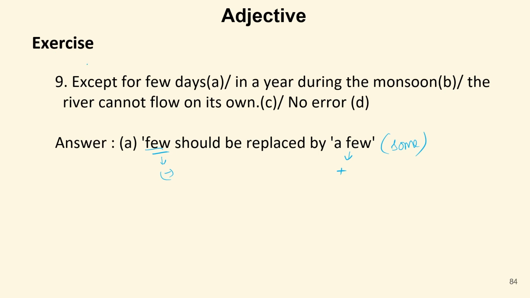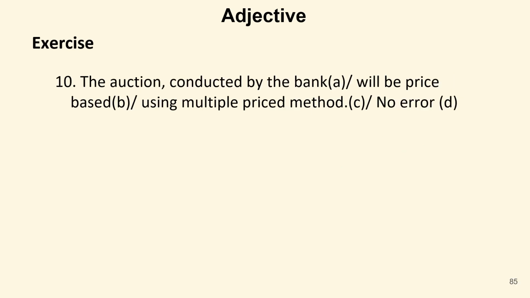So it will be like except for a few days in a year during the monsoon, the river cannot flow on its own. So here few should be replaced with a few. Now the next sentence, the auction conducted by the bank will be price based using multiple priced method.